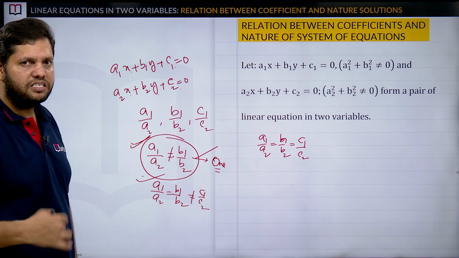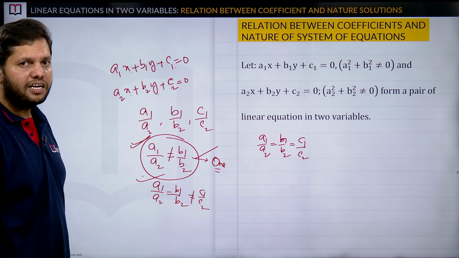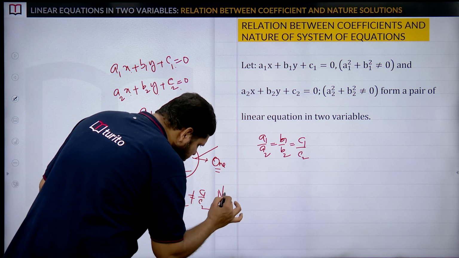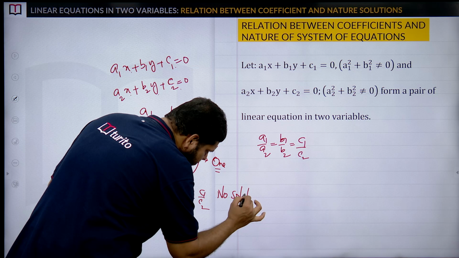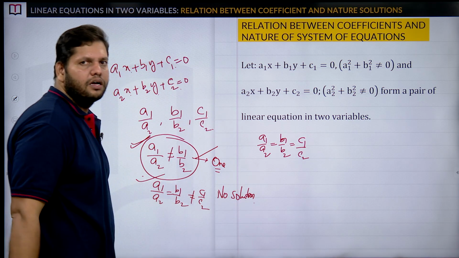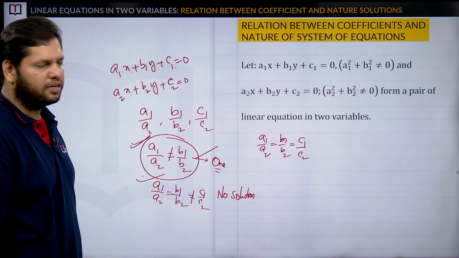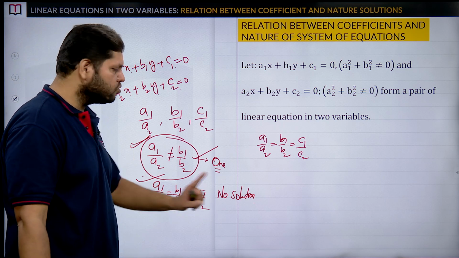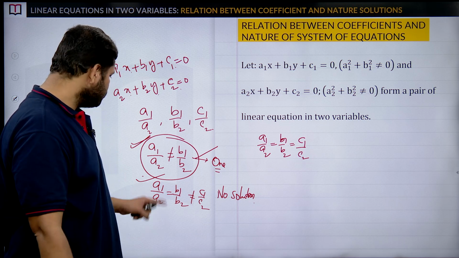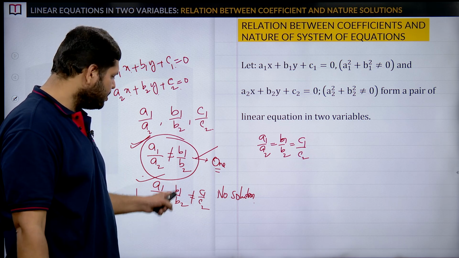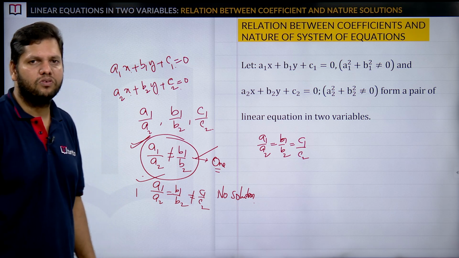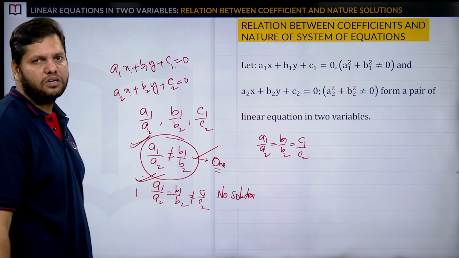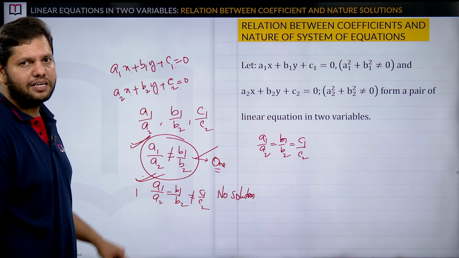Children, consistent means there is a solution. Inconsistent means there is no solution. Here we can say there is no solution. Okay. Here I can say what, children? No solution. So consistent means there is a single solution. Inconsistent means there is no solution. So when no solution, children, a1 by a2 is equal to b1 by b2 but not equal to c1 by c2. So when you are getting the combination like this form, we can say the number of solutions are what? 0. We can say inconsistent.